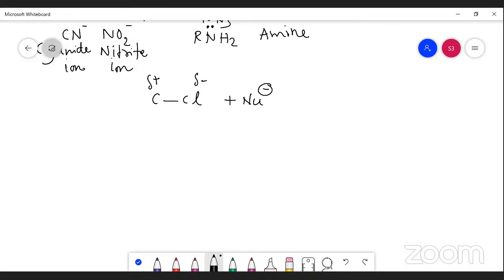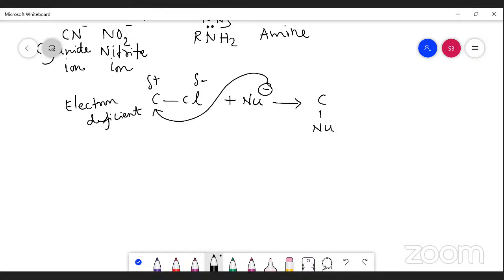So the negative part will always go and attack the positive center. The positive center is nothing but the electron deficient center, which we can call del plus. So the nucleophile attacks the electron deficient center. Here the nucleophile attacks, the positive charge is neutralized, and the Cl leaves.